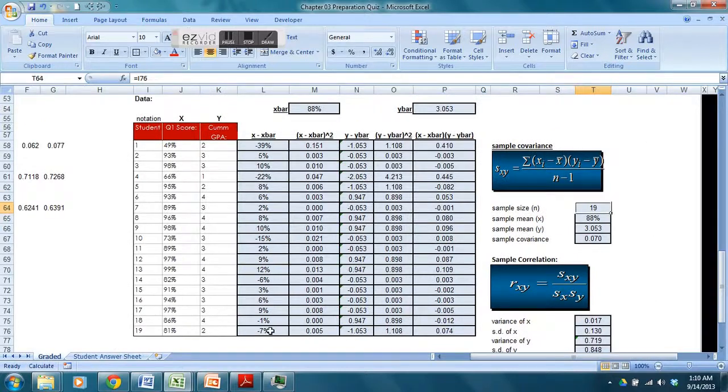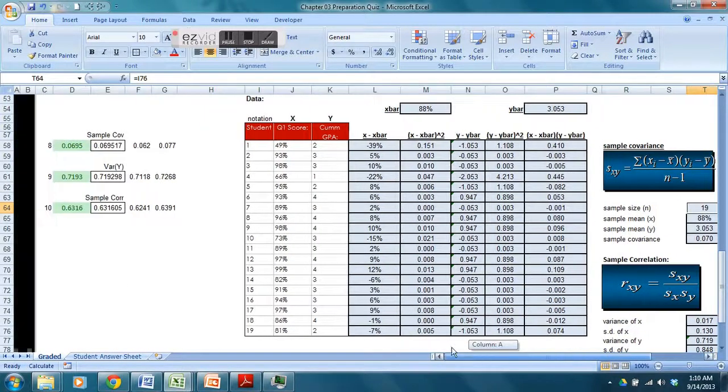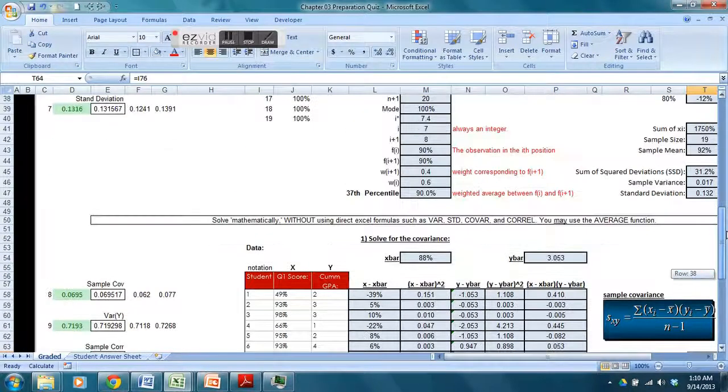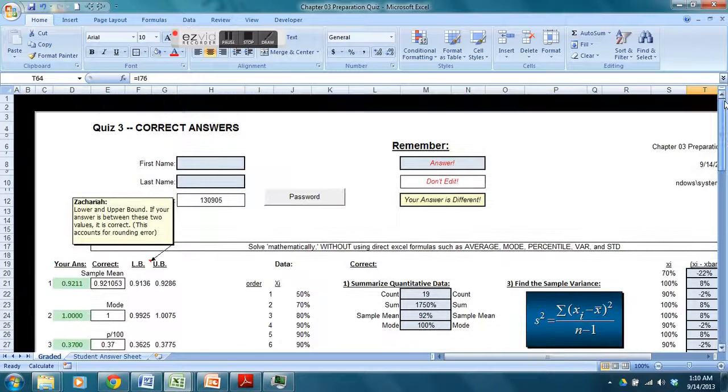Now we can check the graded again. And oh, looks like things were corrected. And now it appears we have all the right answers.